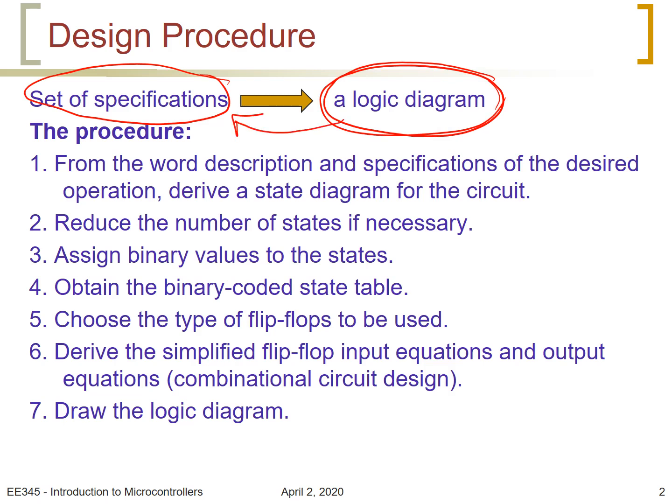The procedure consists of 7 steps as below. First and most important, from the problem description and the specifications of the desired operation, we derive a state diagram for the circuit. I believe this is the most important step. Then we reduce the number of states if possible, and we assign binary values to the states, obtain the binary coded state table, and then choose the type of flip-flop, derive the simplified flip-flop input equations and output equations, and finally, we draw the logic diagram of the circuit.